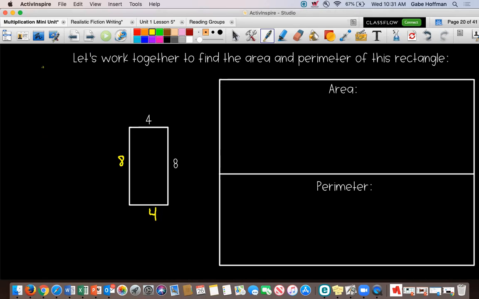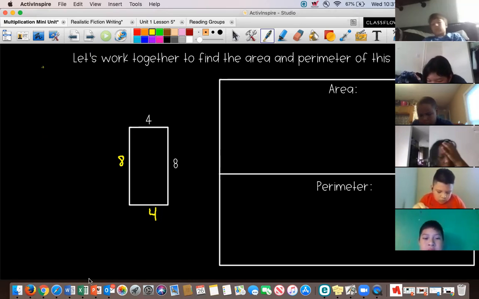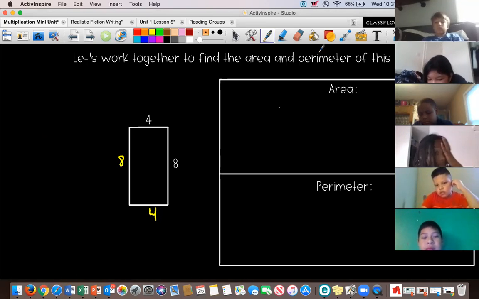When it comes to finding the area, what operation are we going to use? What are we going to do with the 8s and the 4s? Remember, area is the square units on the inside, so what do we need to do to solve that? Jay, go ahead.